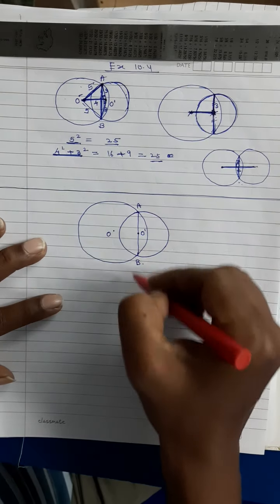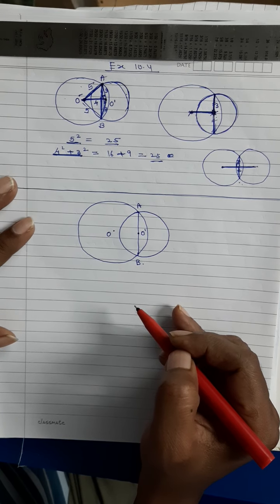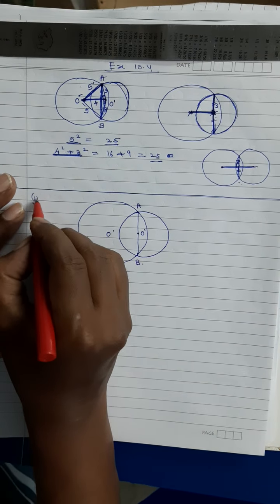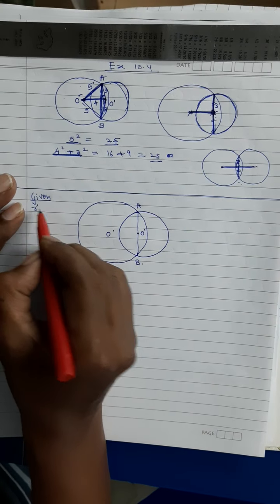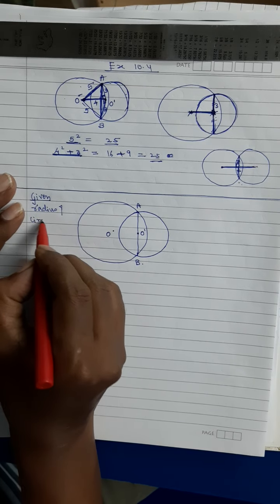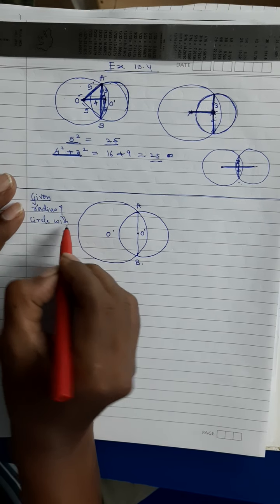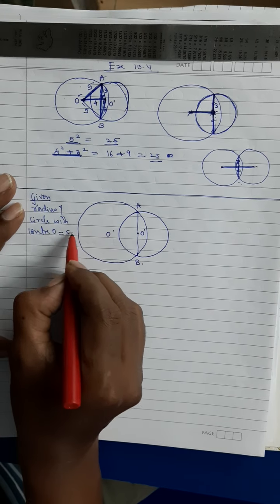They are asking to find the length of the chord, common chord AB. Now in given, what all things will you have? In given you will have radius of circle with center O is equal to 5 centimeter.